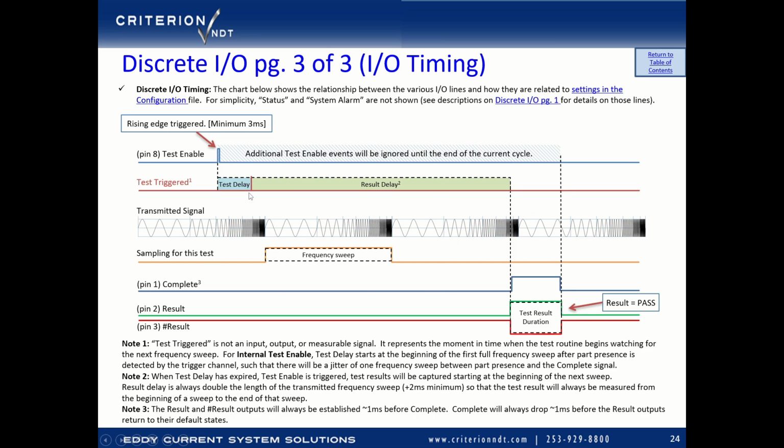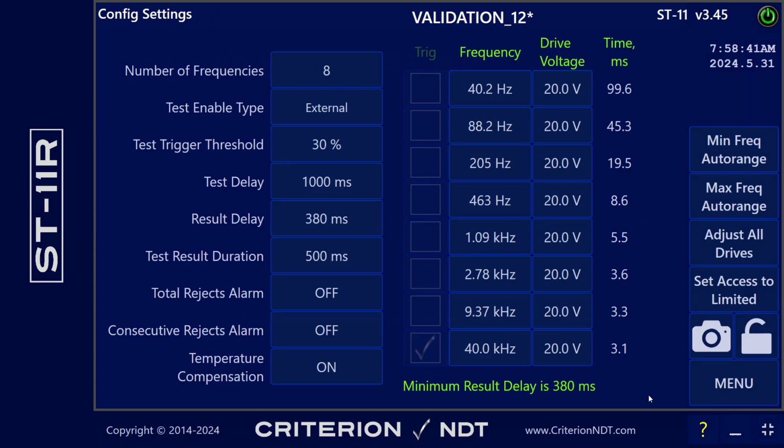Something else to mention while I'm on this screen is the result delay. The result delay is 2 full frequency sweeps plus 2 milliseconds for processing time. That's so we make sure we get an entire full frequency sweep for each sample. Here's that minimum result delay number. That is just all the times added together times 2 plus 2 milliseconds, and that's where you get this number from.